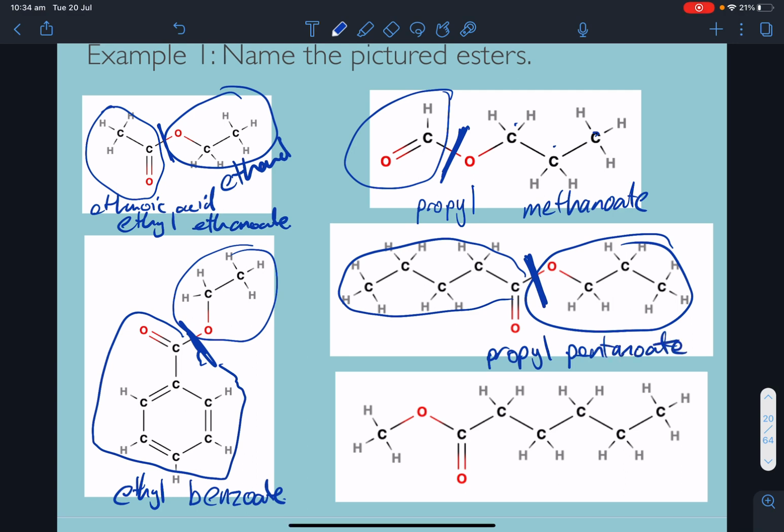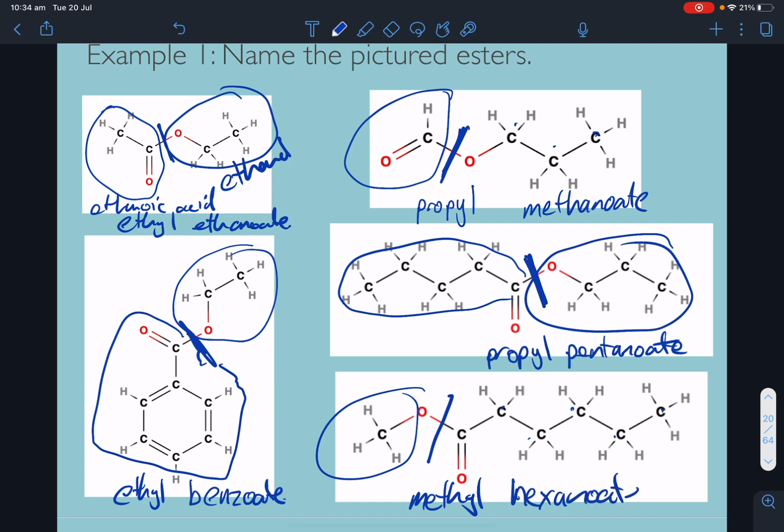Okay, last one. New bond is here. So the alcohol had 1 carbon, so it's a methyl. 1, 2, 3, 4, 5, 6 carbons for the carboxylic acid, so that's a hexanoic acid, so it's a hexanoate. So that one's a methyl hexanoate.